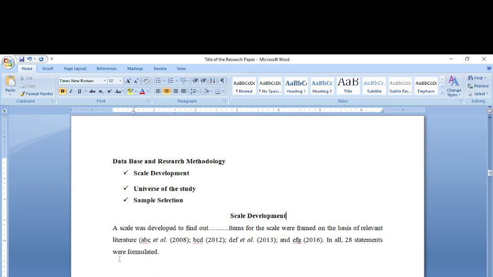So now in a series of videos I am discussing the various components, how to write the various components. In database and research methodology, you need to mention how you developed the scale, what was the universe of the study, and how you selected the sample and what was the sample. So in this video, I shall be talking about scale development.